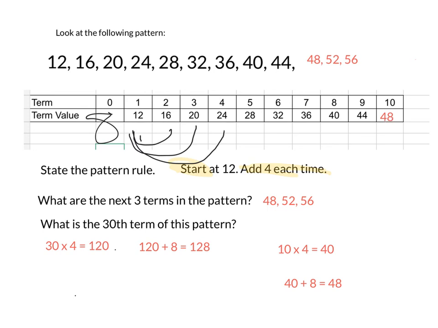So if students can remember to just follow this procedure: multiply whatever term you're looking for by the amount we're going up, and then add the 0 term here. So whatever term 1 is, subtract whatever you're adding each time, and that'll give you term 0. Add that to it, and that's how you find your answer.